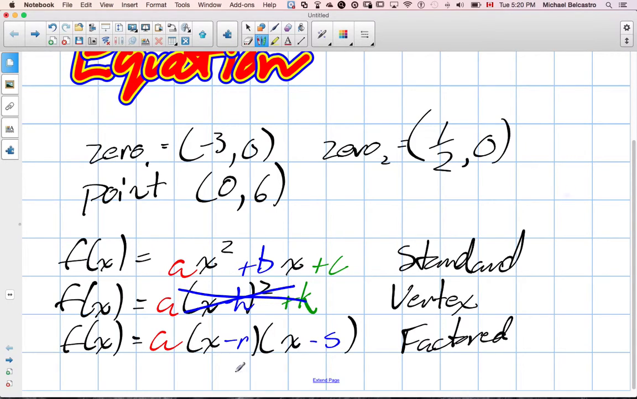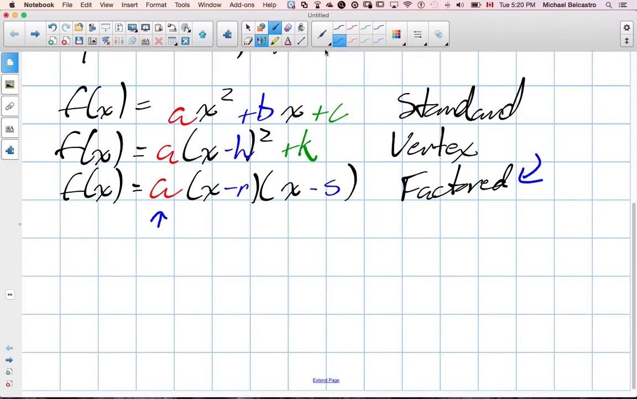Okay, so really we're looking at the factored form. And for the factored form, we need an r and an s, which are both of the zeros. We have those. And then we need another value so that we can isolate for a, so any point along it, which we have. So we're going to use factored form to do that. So choosing the equation to use is the first step about this.